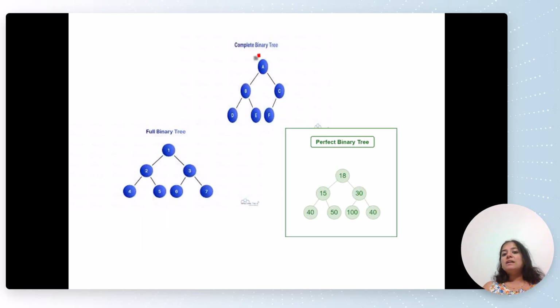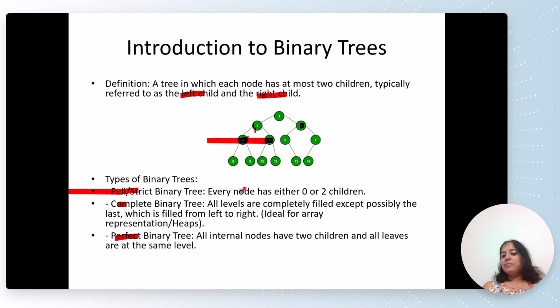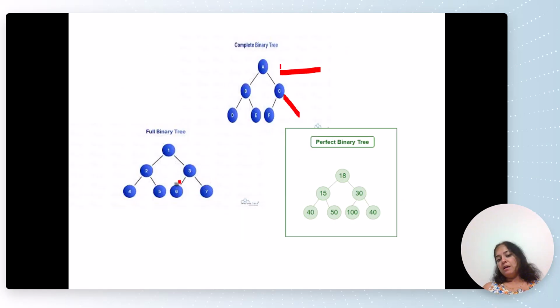If you see here, this is a complete binary tree. Each level is completely filled except the last one, because this level is not completely filled. In a full binary tree, each node can have either 0 or 2 children. But if you remove these two, the 6 and 7, then still it is a full binary tree. A perfect binary tree is where each node has exactly two children except the leaf nodes, and the last level is also completely filled.